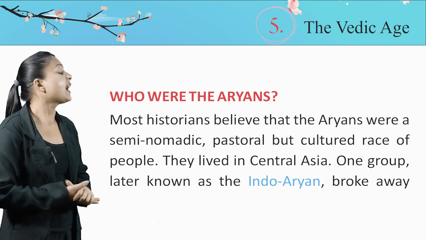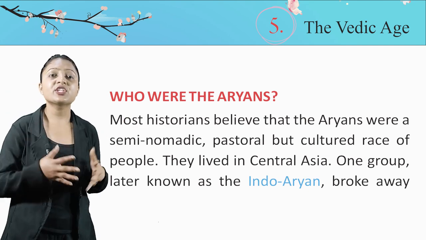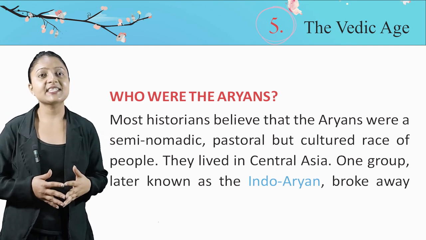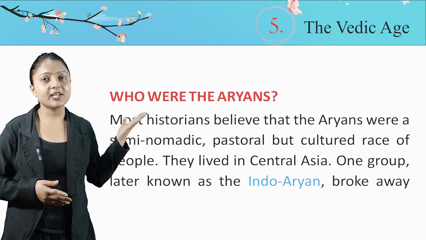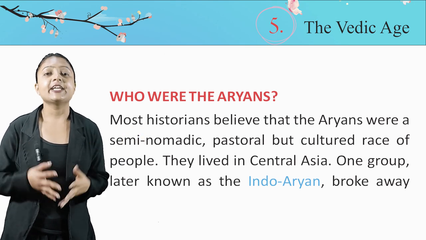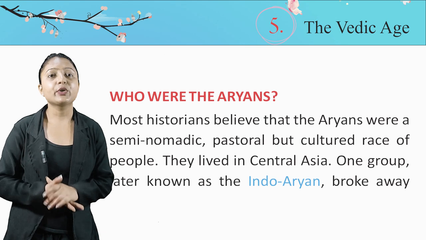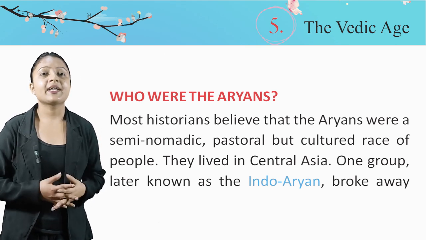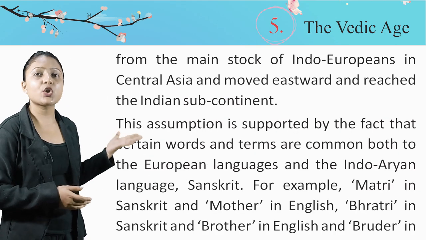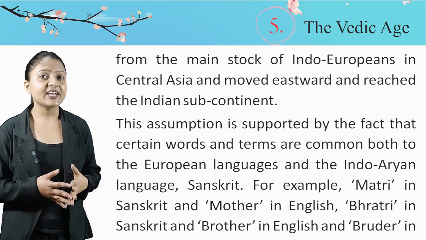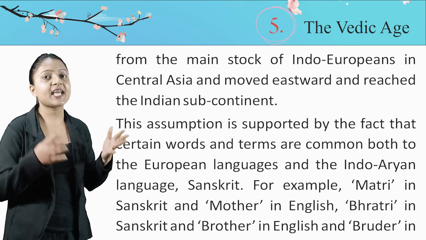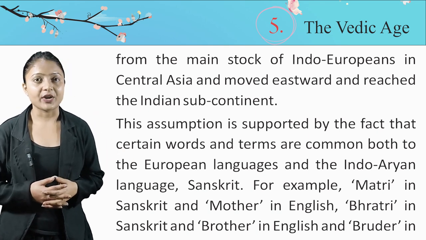Who were the Aryans? Most historians believe that the Aryans were a semi-nomadic, pastoral but cultured race of people. They lived in Central Asia. One group later known as Indo-Aryans broke away from the main stock of Indo-Europeans in Central Asia and moved eastwards and reached the Indian subcontinent.